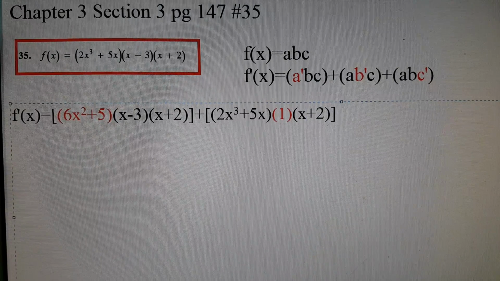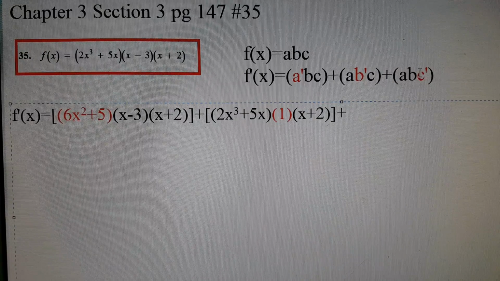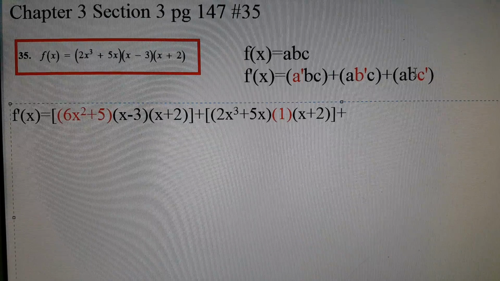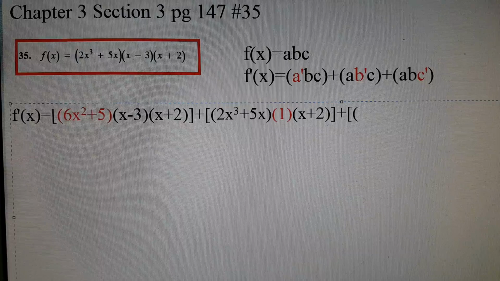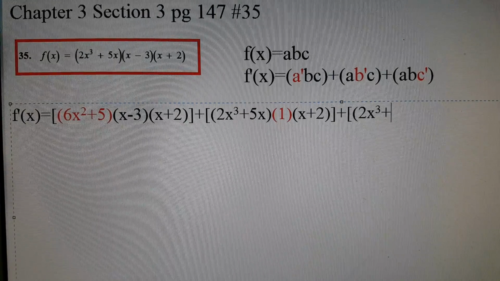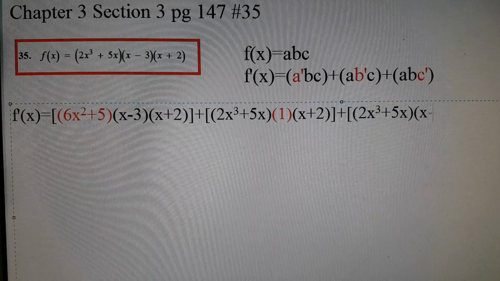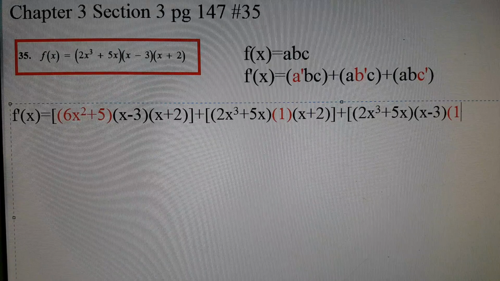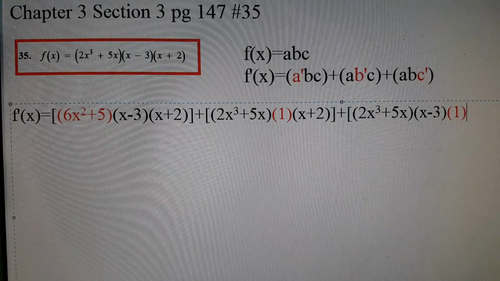Close bracket, alrighty. Then finally we add c prime times the first term times the second term. So this will be 2x to the third plus 5x times x minus 3. The derivative of x, once again, is just 1, and plus 2 can be ignored, it just becomes 0. So there we go.